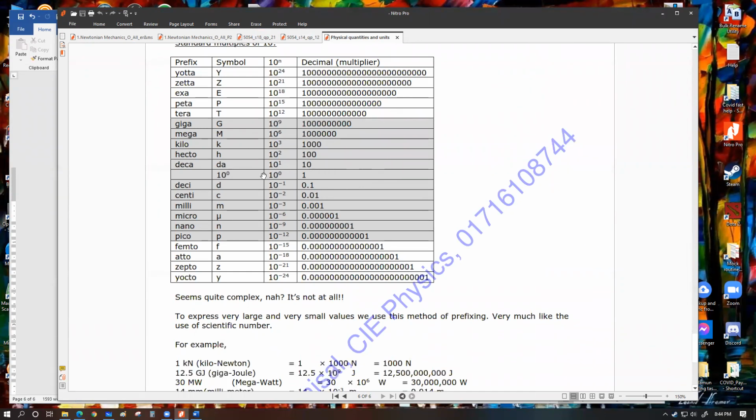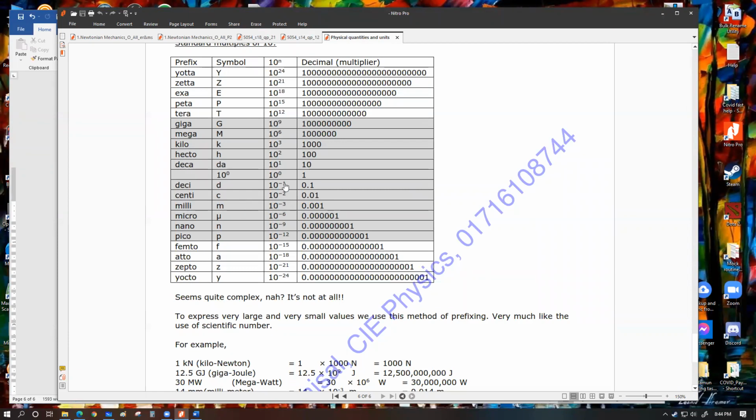So what we have over here is the individual symbols for the different multiplier values. So you don't need to know about hecto or deca. These are not used quantities anymore. 10 to the power 0 is given by 1. Deci is 10 to the power minus 1. Centi is 10 to the power minus 2. Milli is 10 to the power minus 3.